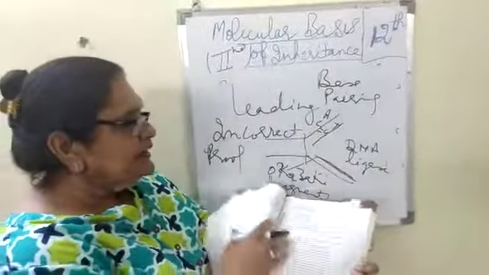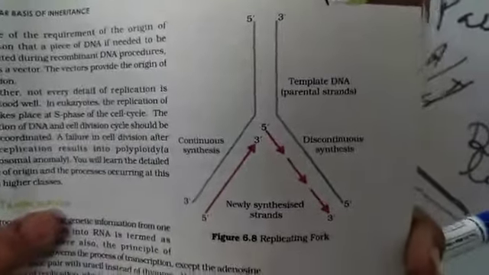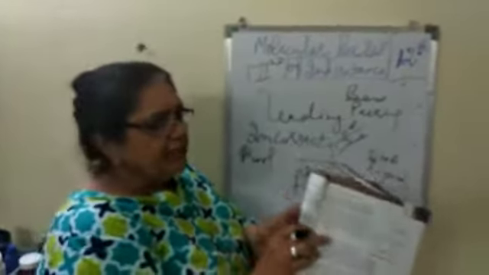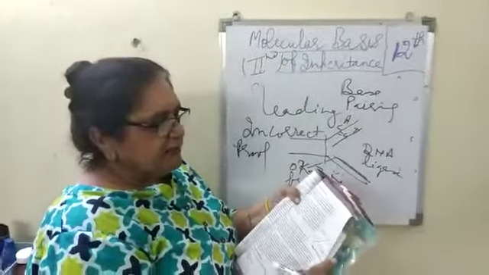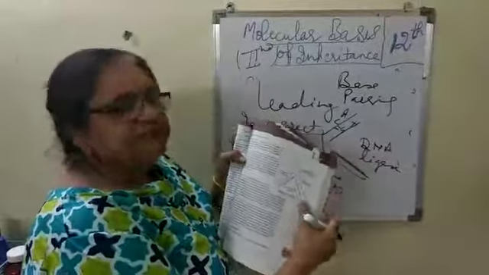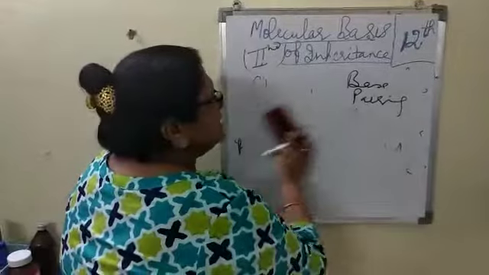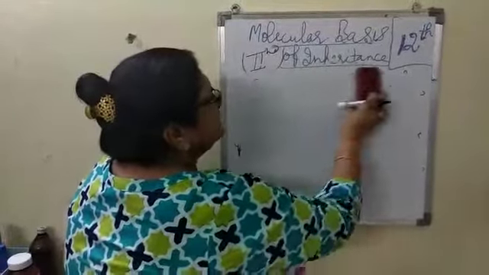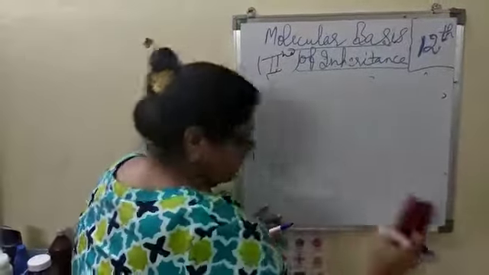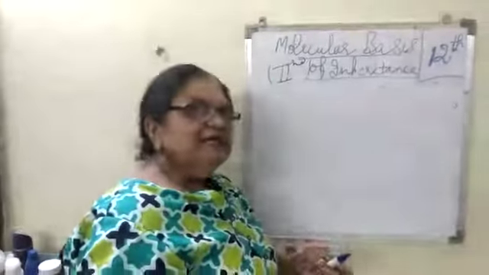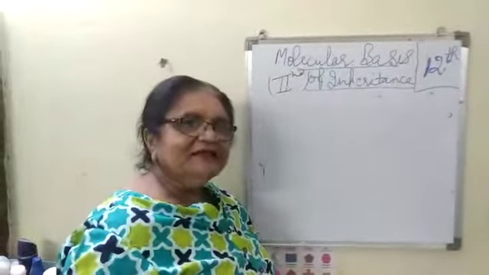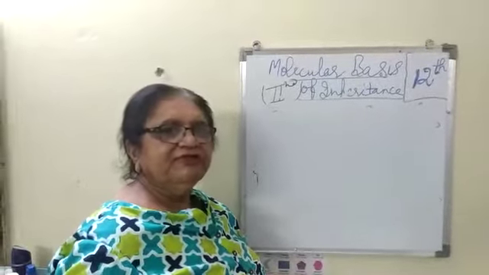On the board it comes like this. This is the strand. Sometimes they give only the strand and you have to label the various parts. They give the arrow and ask which one is parental, which is newly synthesized, which is the old strand. So that is replication fork formation, which means semi-conservative replication. That is another property of DNA which acts as a genetic material. So up to here I think it is clear to you. The second video. Thank you.